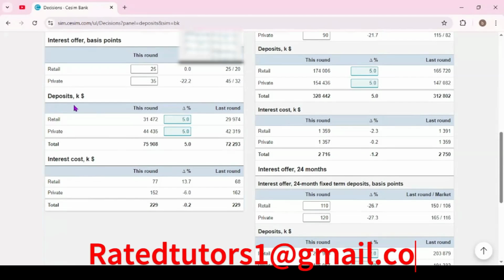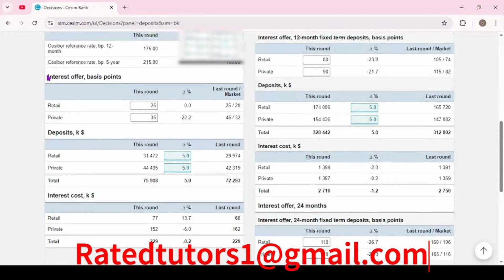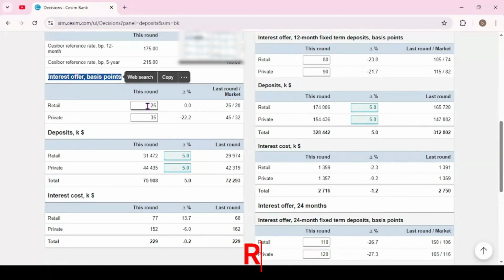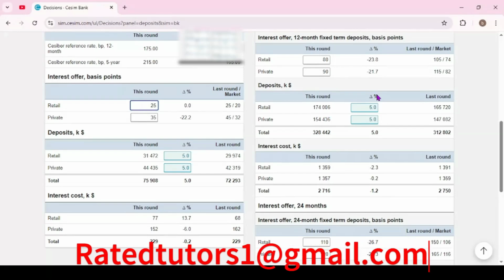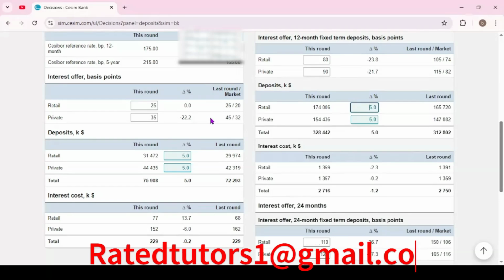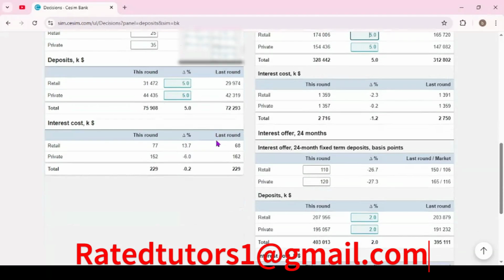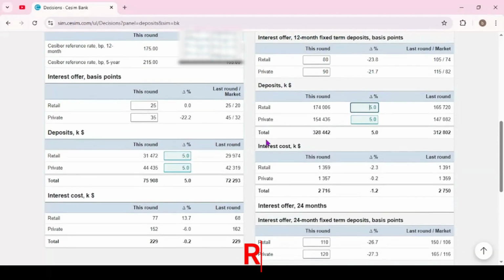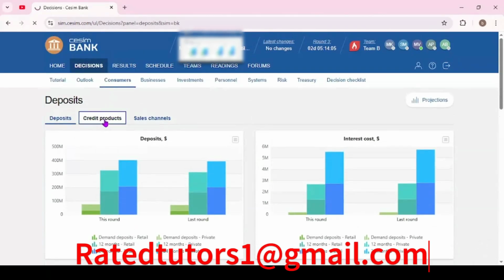Under the deposits it is simple. You have to give an interest offer in basis points. Remember that the white cells are for the decisions and the blue cells are for the estimates. So you need to make good decisions based on what happened in the last round, so that you can have the best marks. Next is the credit products.